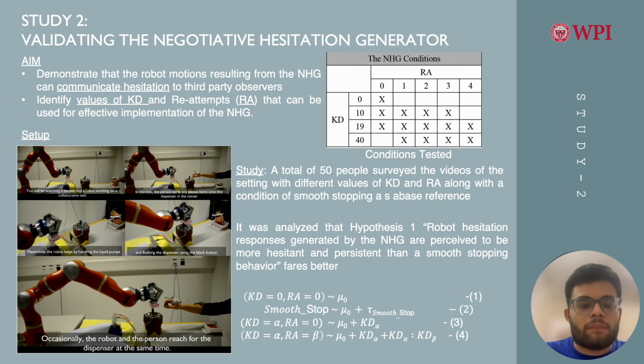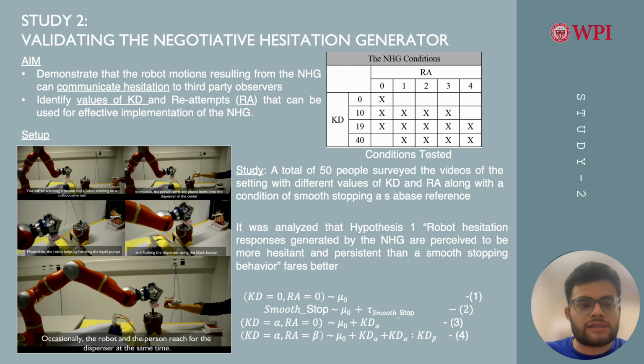It was analyzed that the hypothesis presented over here, that is, the robot hesitation responses generated by the energy are perceived to be more hesitant and persistent than a smooth stopping behavior, fares better, and this hypothesis is completely valid over here, as seen from the surveying of 50 different participants. Over here we can see 4 equations, which is how the analysis takes place.